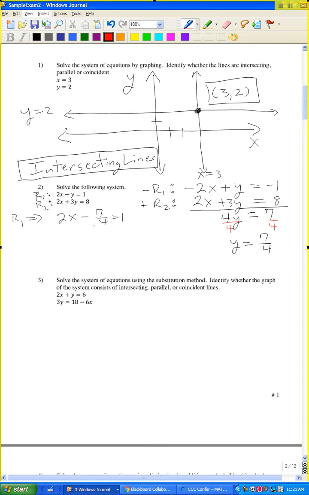Let me multiply both sides of my equation by 4. And so you get 8x minus 7 equals 4. Add 7 to both sides. So 8x equals 11. Divide by 8. And so you get that x is equal to 11 over 8. And so in this case, my solution is x is 11 over 8, y is 7 over 4.